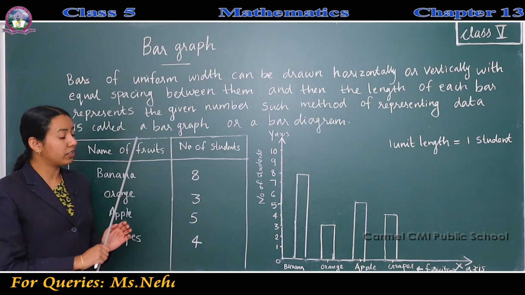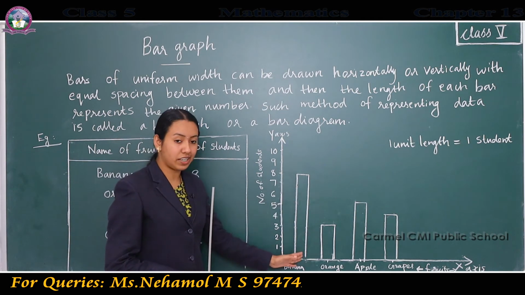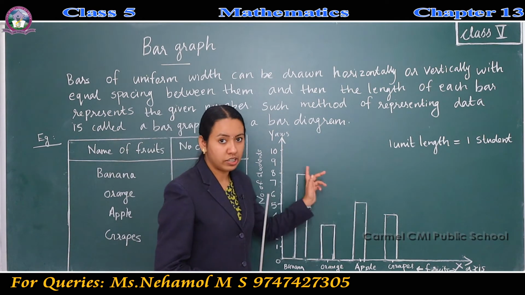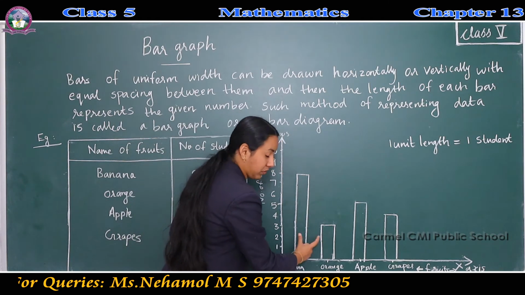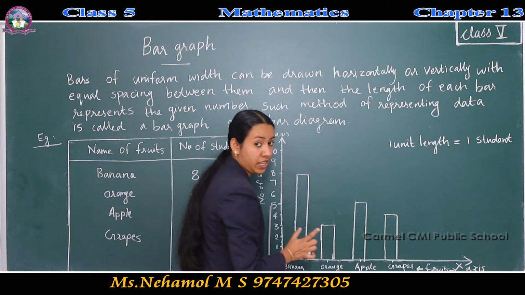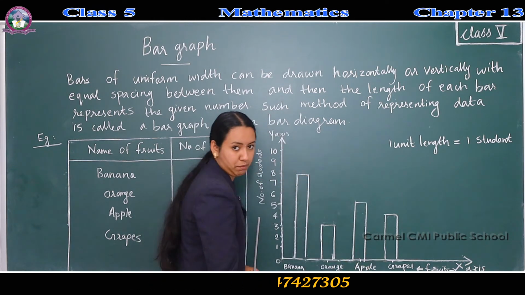So what is a bar graph? In a bar graph or in a bar diagram, we represent the data using bars or rectangles. And one more thing is there, the width of the bar. The width of the bars must be the same, and there must be equal spacing between them.